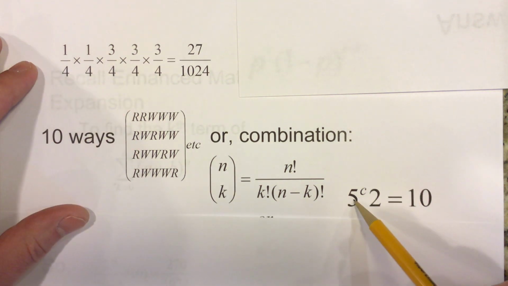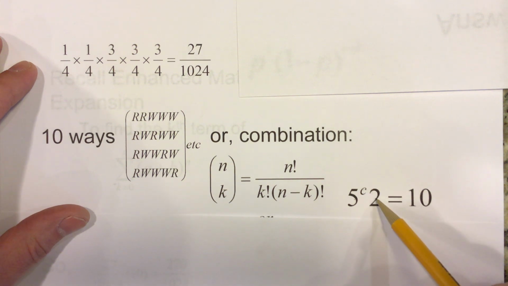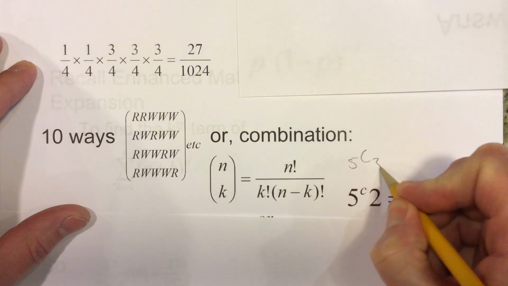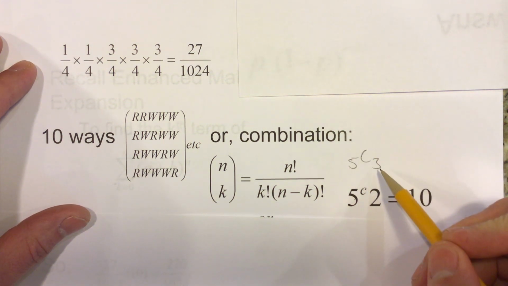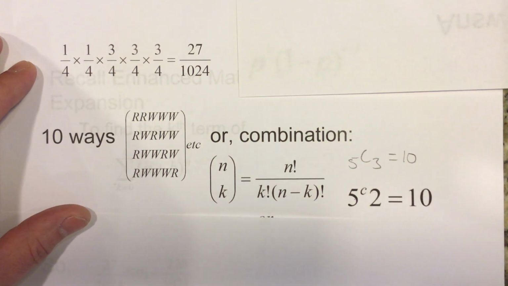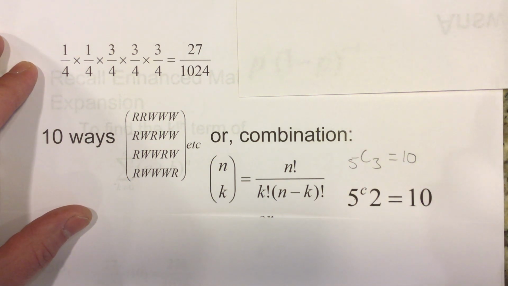Or you could go back, hopefully you've been exposed to combinations. There's 5 questions, and I want to choose 2 of them to be correct. So 5 choose 2, which is 10. Or you could have said this is 5 choose 3: 5 questions, I want to choose 3 of them to be incorrect. Guess what? You get the same answer. 5 choose 3, 5 choose 2, they're both going to give you 10. So you can go either way. It doesn't matter.